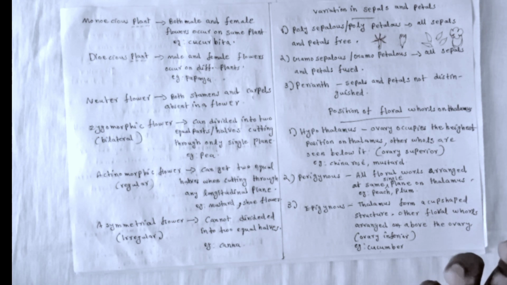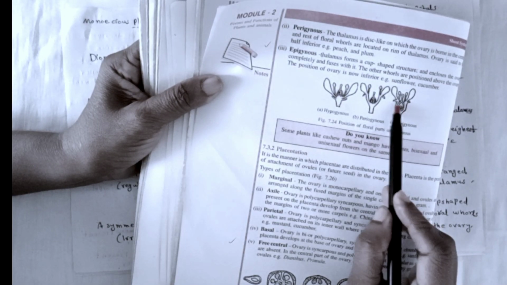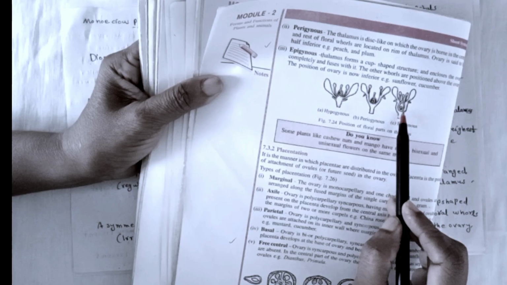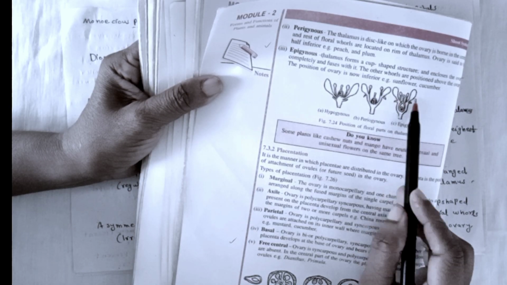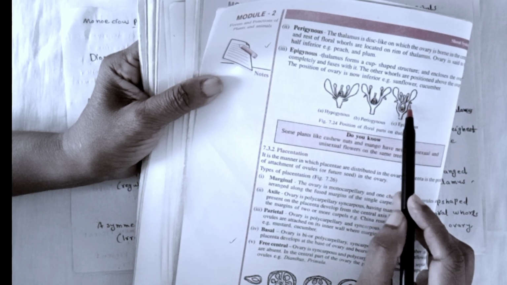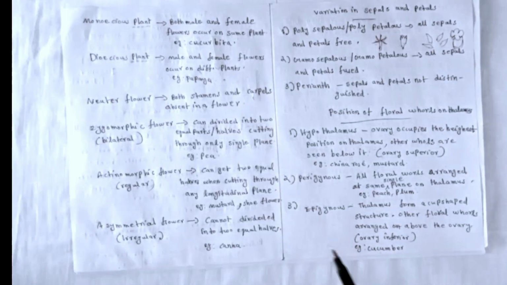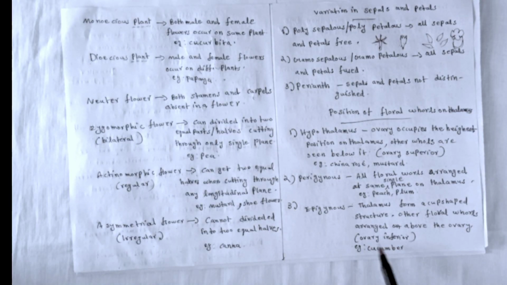We can see the ovary that develops into fruit. Ovary on the lower part and all other floral whorls arranged on top of the ovary, like this. This is the ovary. Other floral whorls are arranged above the ovary. Such flowers are known as epigynous flower. Example, cucurbita. Here ovary is inferior, that is the lowermost part.